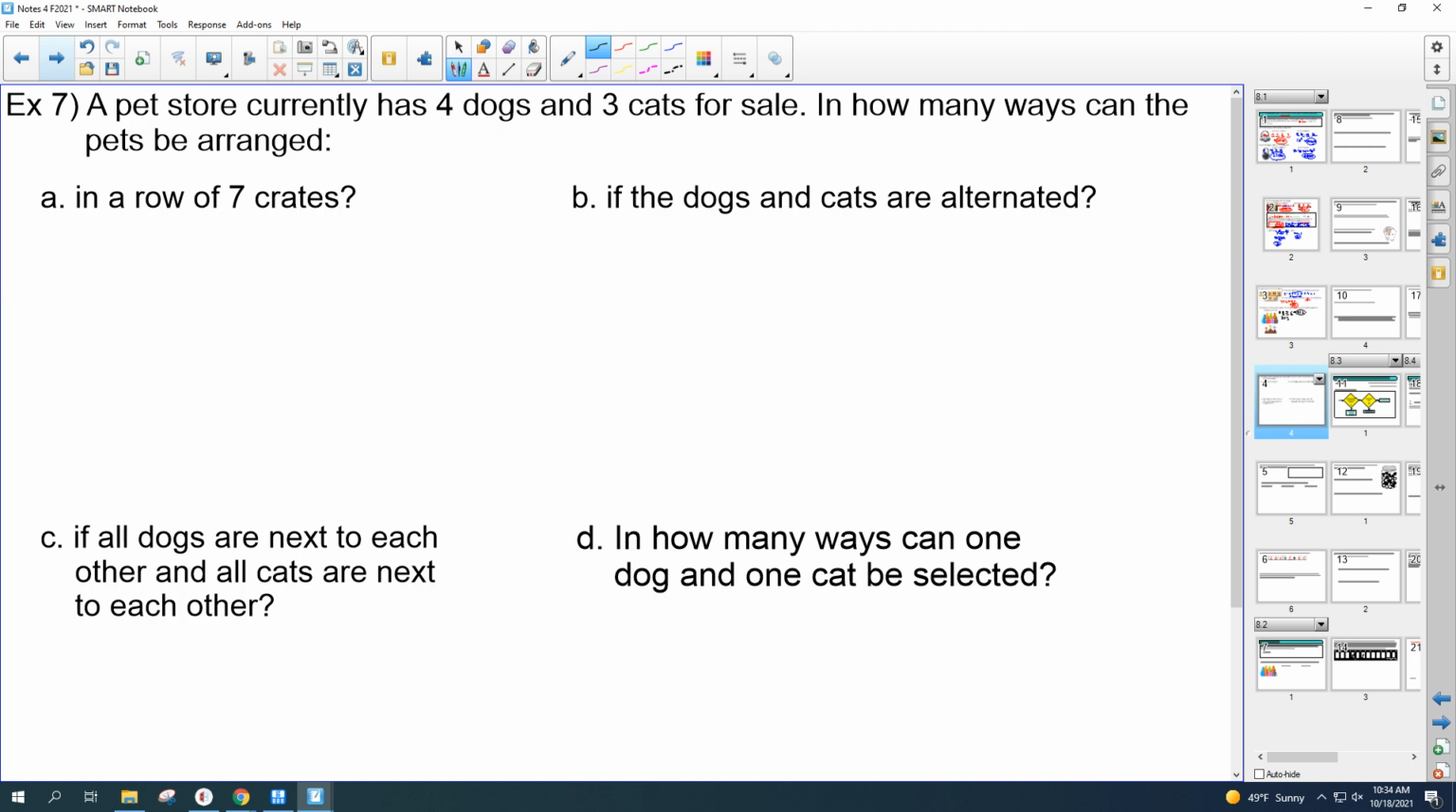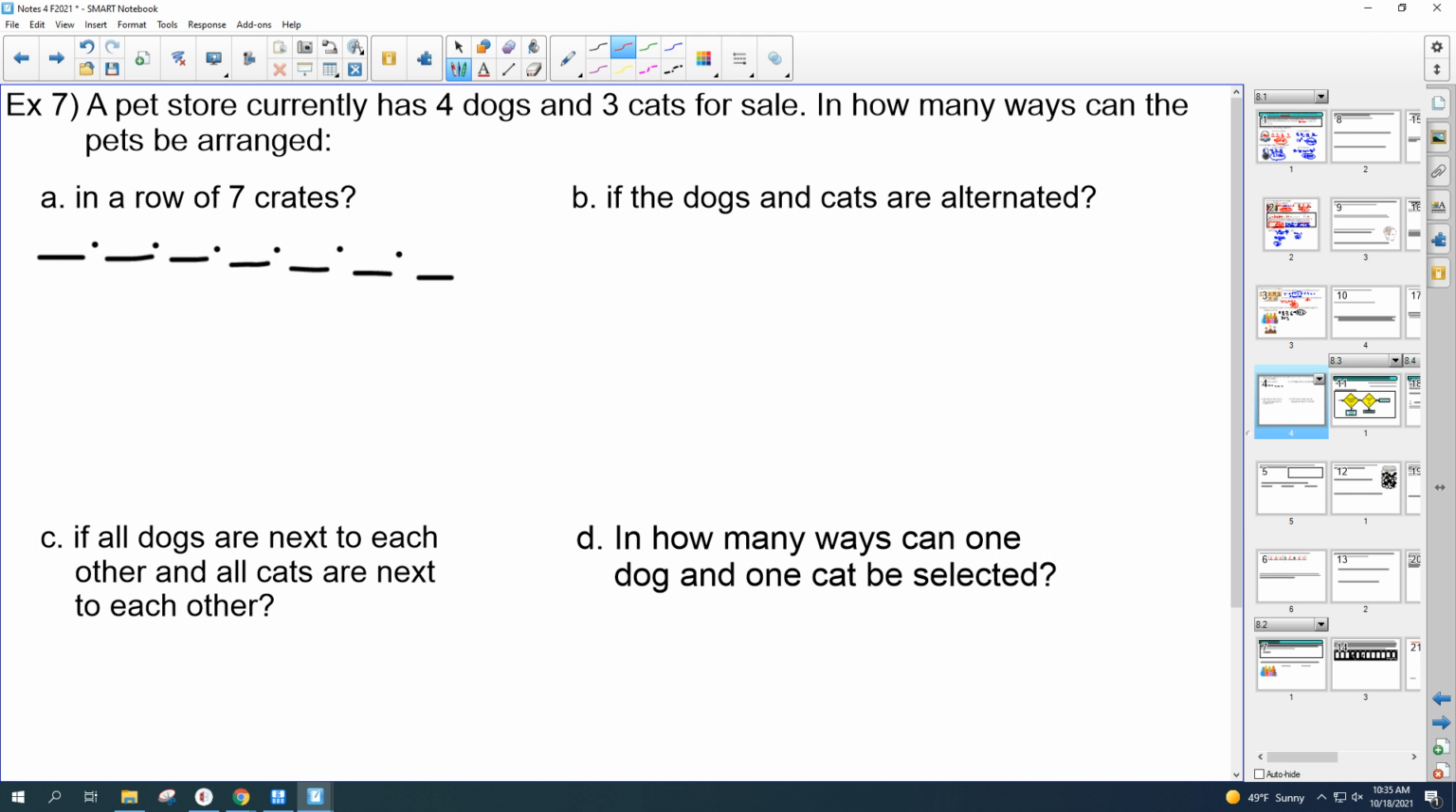Okay, next. A pet store currently has 4 dogs and 3 cats for sale. In how many ways can the pets be arranged in a row of 7 crates? All right, so 4 dogs, 3 cats, 7 crates. You can do this like a blanks problem. 1, 2, 3, 4, 5, 6, 7. It's a little bit confusing, I think, but there are no restrictions here. It doesn't say anything about what has to go where, which animal, whatever. So you've got 7 animals, and you're just trying to put the 7 animals in these crates.